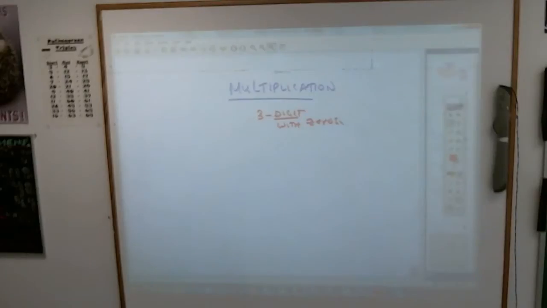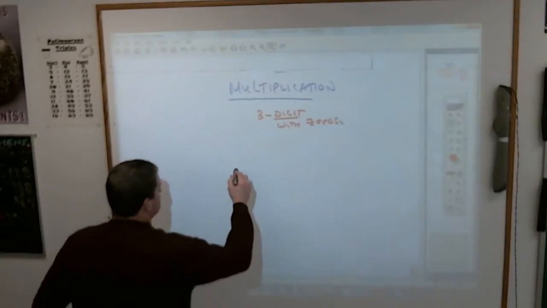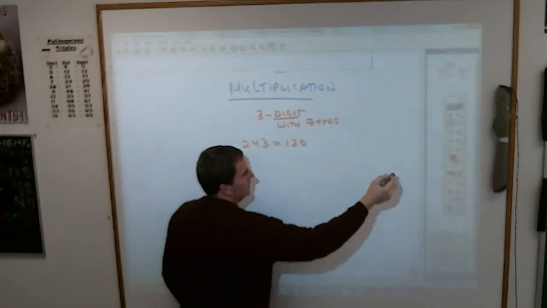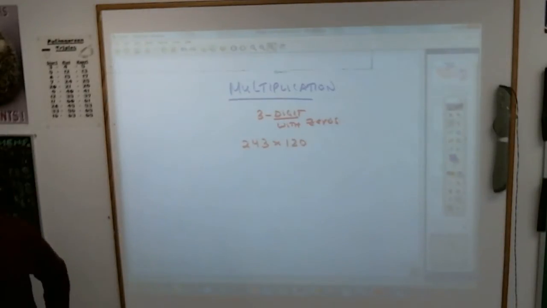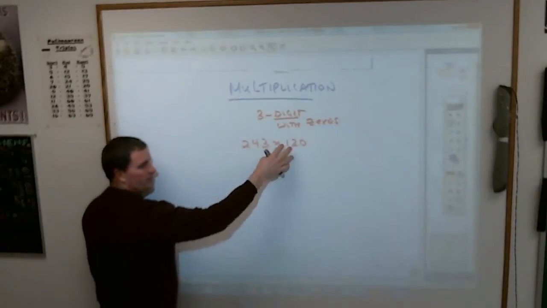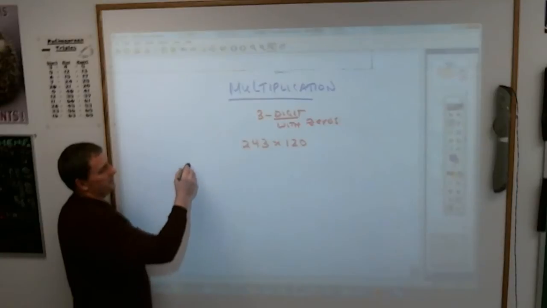For example, let's do this problem here. Let's say you're multiplying 243 times 120. Now, there's a nice thing about multiplication because of the commutative property. You can multiply in any order. So when you write this problem down, you get to pick which one you'd rather have on top or on bottom. Sometimes it matters, sometimes it doesn't.